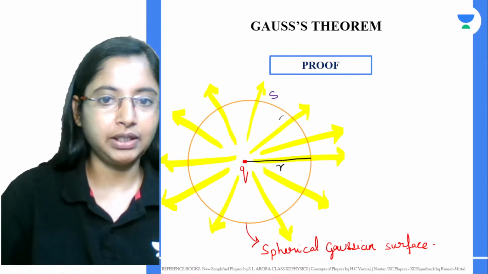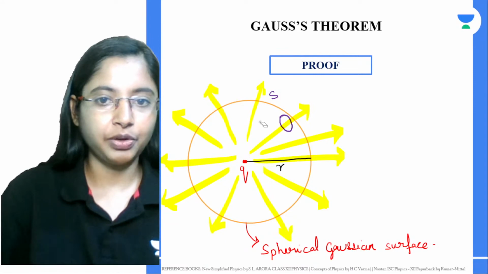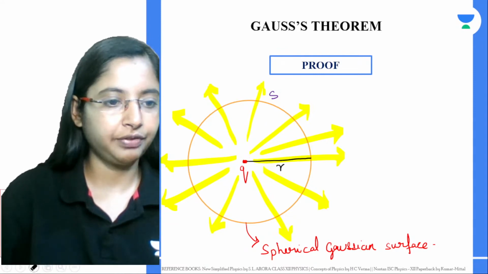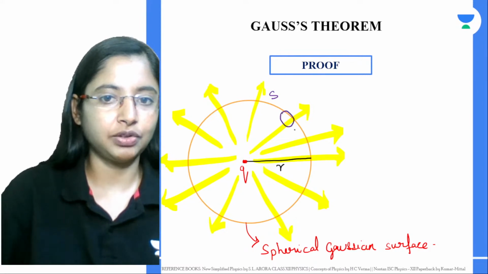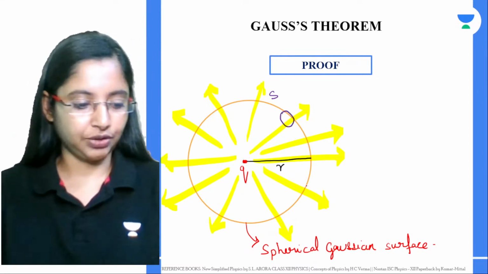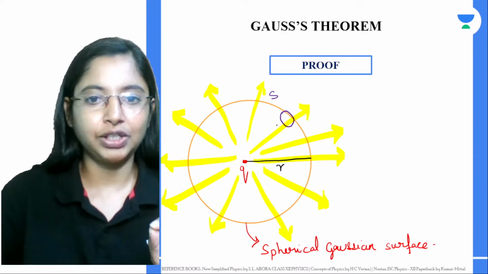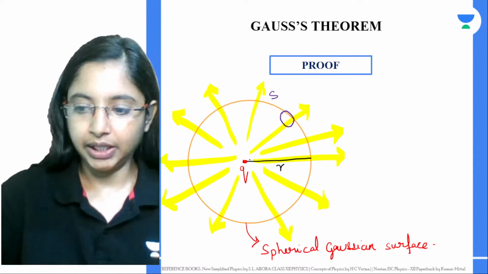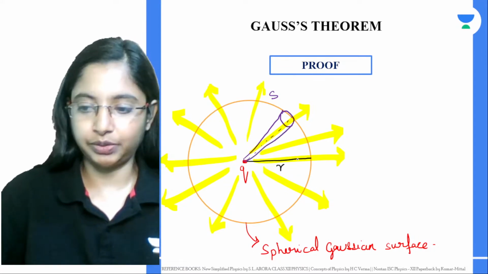All we want to find is how many field lines, because of this charge, pass through the surface we have taken. So because of this positive charge, what is the flux? That's what we want to know. For that, first we are going to take a very small area, and through this area we want to know how many field lines are passing.